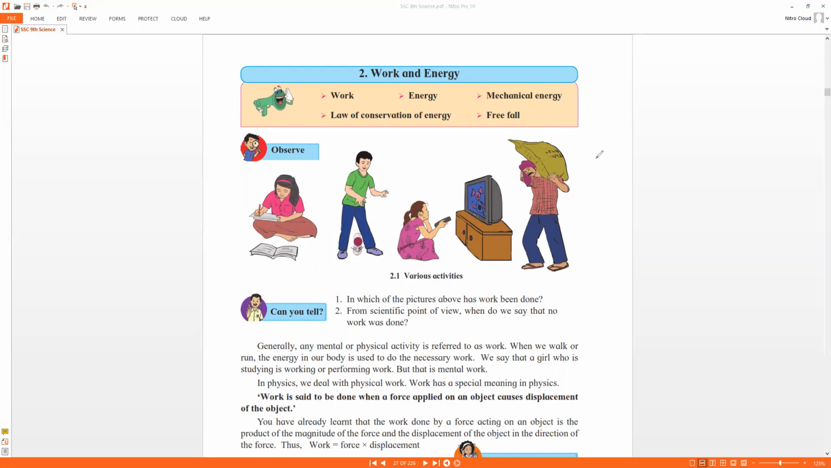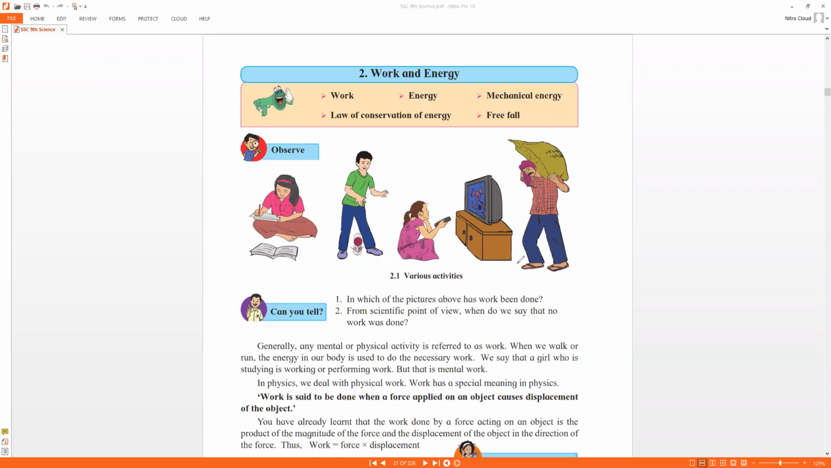Work is a scalar quantity, although the work can be positive, negative or zero, that we are going to see afterwards, but it is a scalar quantity. You know what scalars are, they only have magnitude, they only have a number, so they don't have direction. So work is a scalar quantity.